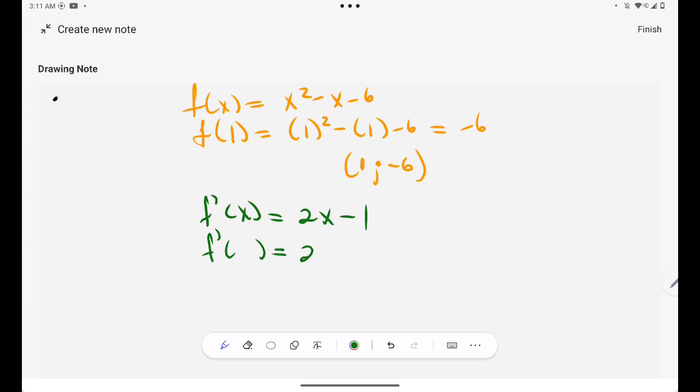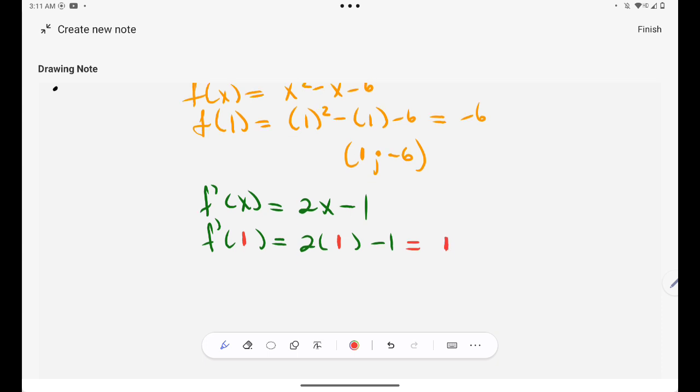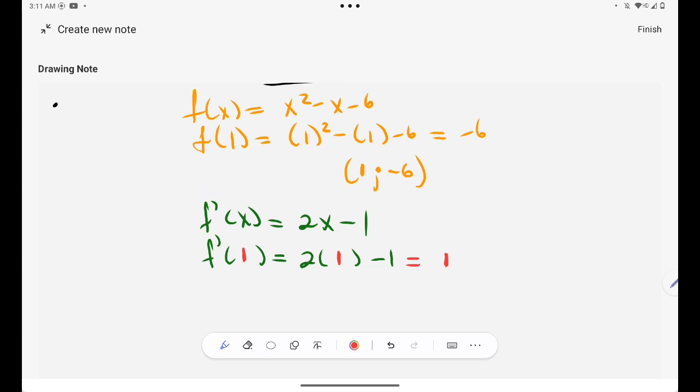This simply means whenever I see x, I'll substitute a 1. 2 times 1 minus 1. What do I get? I get 1. Are you together? Now I know that my gradient is 1 and my point is (1, negative 6).